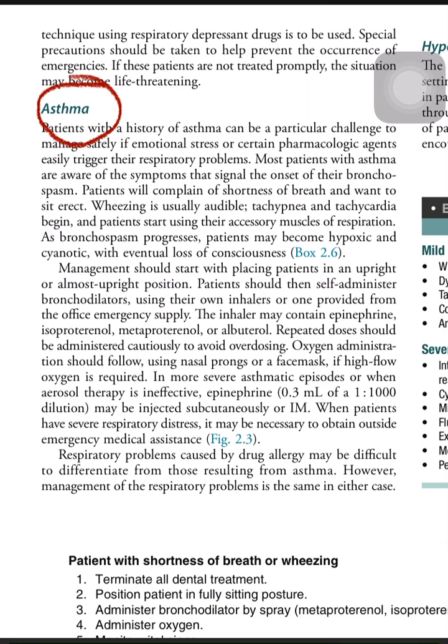So these are the signs you will notice earlier, such as shortness of breath and all these things.